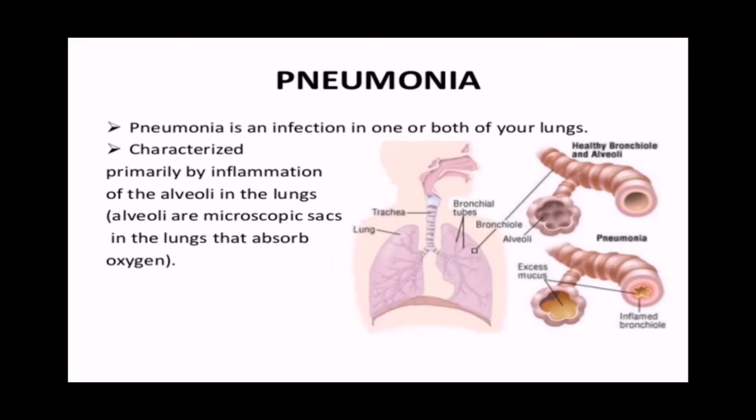What is pneumonia? Pneumonia is an inflammation of the alveoli in the lungs. Pneumonia is an infection in one or both of the lungs, characterized primarily by inflammation of the alveoli. Alveoli are the microscopic sacs in the lungs that absorb oxygen.